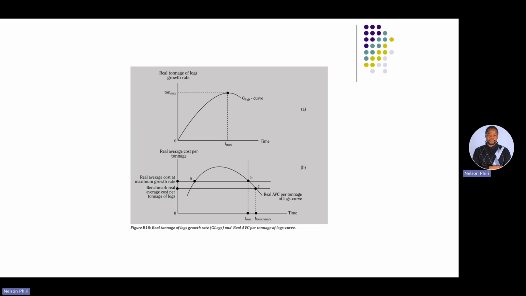So we have a diagram there. For smaller tonnage of logs, the real average cost per tonnage will be greater. The question to be answered is, at what point will the real average cost of a ton of logs be equal to or less than the benchmark? So we look at the analysis now on the graph that you see, graph A and graph B.